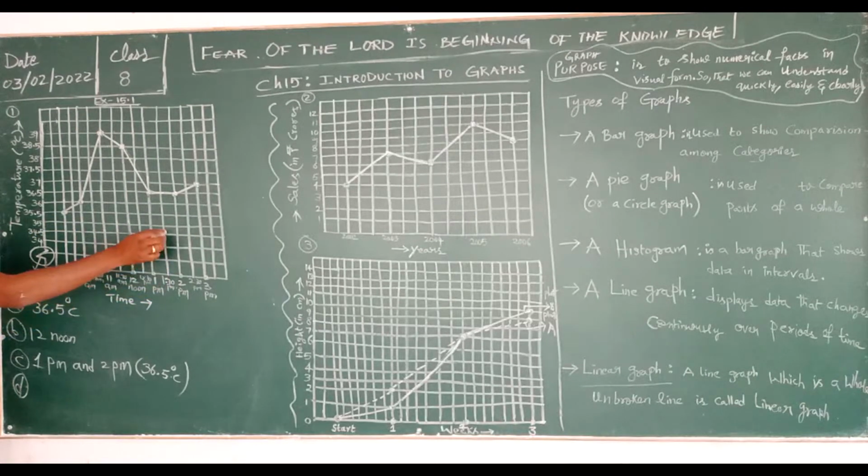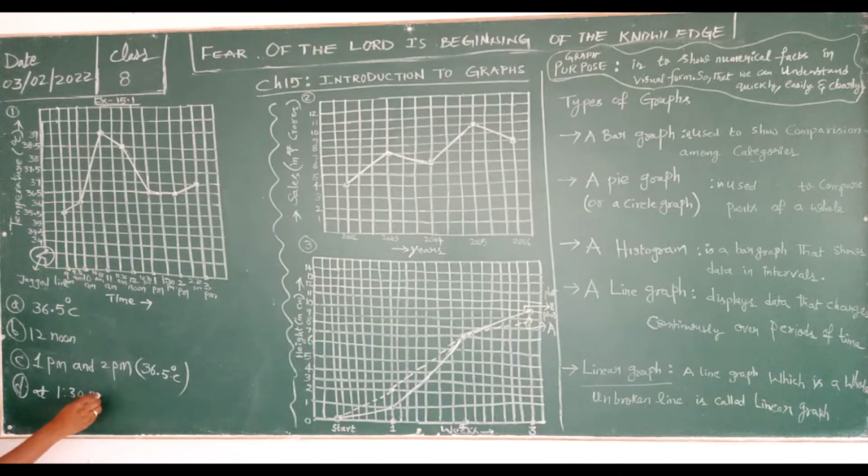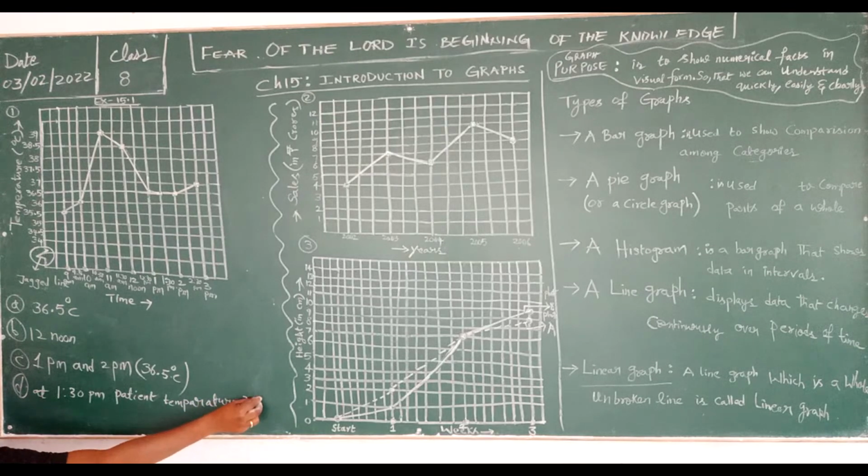At 1:30 p.m., what is the temperature? This line, this point, let's check what your answer is here. 36.5 degrees Celsius. So right at 1:30 p.m., the patient's temperature, or we can write only temperature, what is that? 36.5 degrees Celsius.